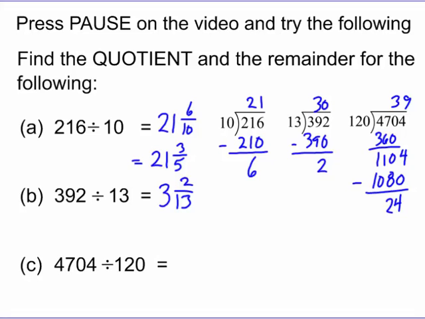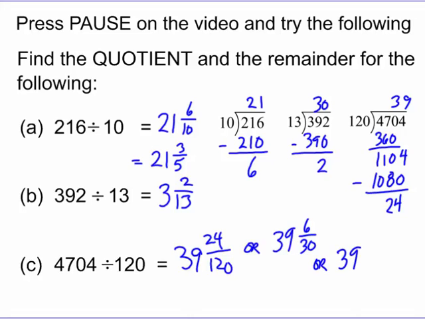So my final answer would be 39 whole units and 24 120ths. Now again, you may wish to reduce this if you're at that point with your fraction knowledge. I can see that 4s go into there, and I may even reduce even further and end up with 39 and 1/5.